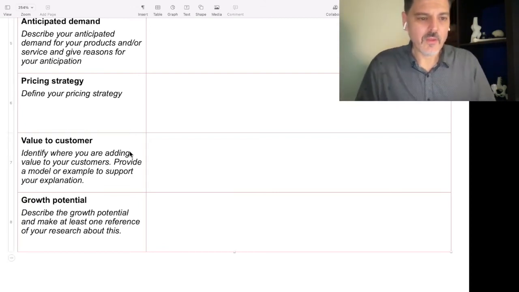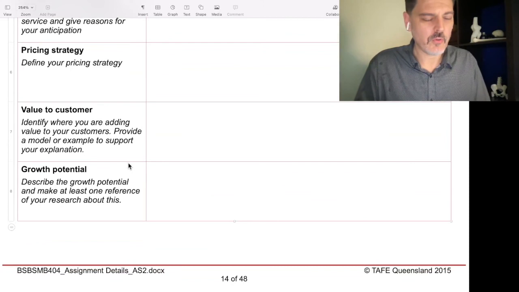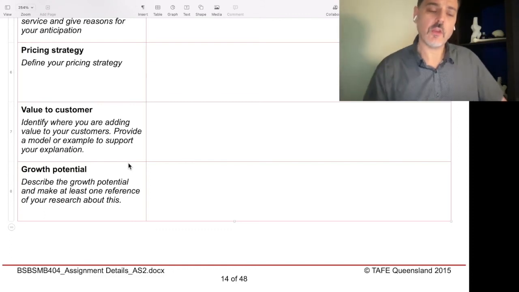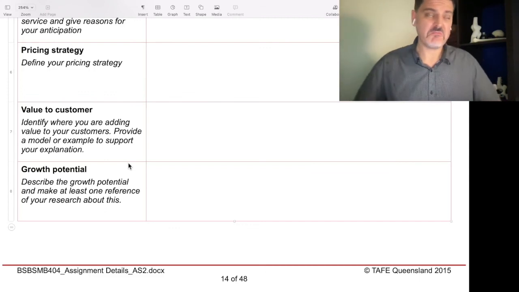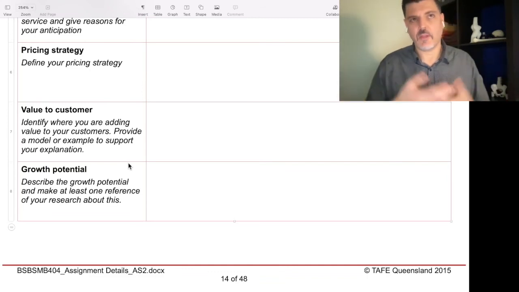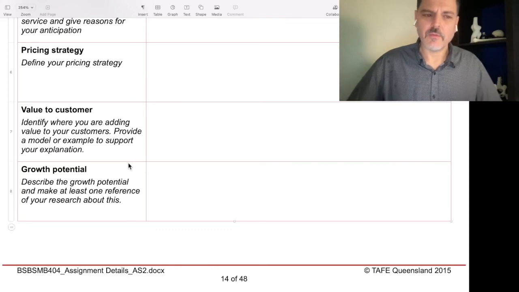Value to the customer. Where are you adding value to your customers? Provide a model or example to support your explanation. Well, I can think of two examples. One might be a restaurant. For you to go out and have dinner and pay, I don't know, $70 for a meal, and your partner that's with you pays another $70, you might find that, gee, that's exorbitant for a meal, because I can go and buy the food to make a meal at home just as good for $15 and feed us both. Well, okay, there's not much value based on the price there alone.